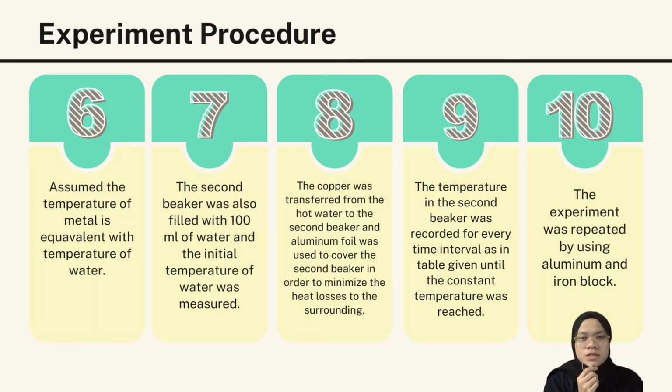Next, the temperature in the second beaker was recorded for every time interval as in the table given until the constant temperature was reached. The experiment was repeated by using aluminium and iron blocks.